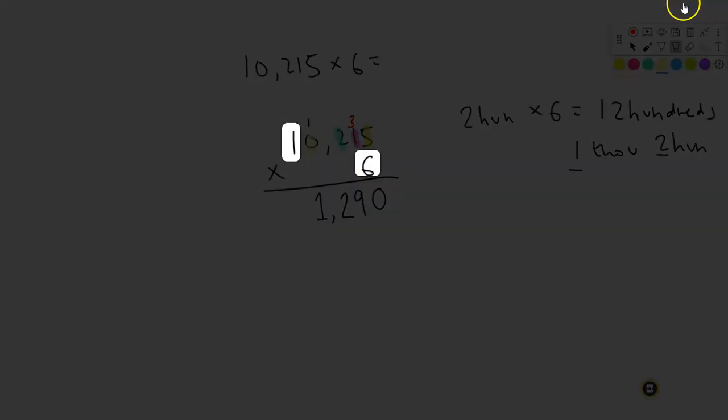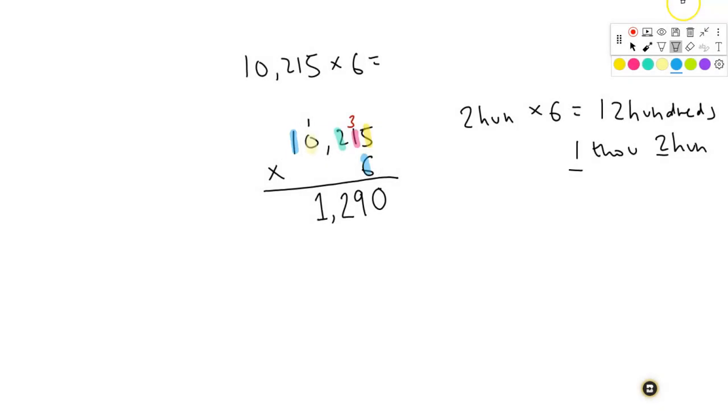And then we have our last one, which is 1 ten thousand times 6. So that makes it 6 ten thousands, and we could just go ahead and write it down below. So our answer is 61,290.